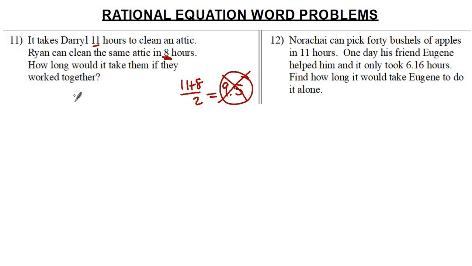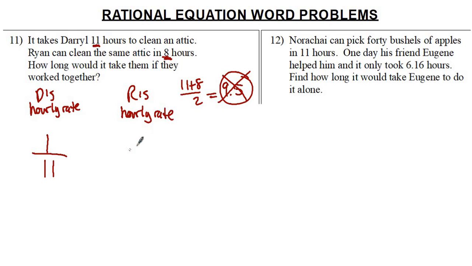So here's how to think about it, and hopefully you'll agree with this. If Daryl takes 11 hours to clean the attic, that means he does 1/11th of the job every hour. So this is Daryl's hourly rate. If it takes him 11 hours, he does 1/11th of the job every hour. In that case, what's Ryan's hourly rate? Well, Ryan does his job in 8 hours, so he finishes 1/8 of the job every hour.